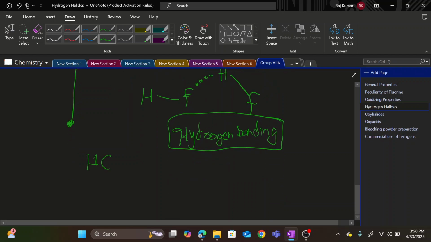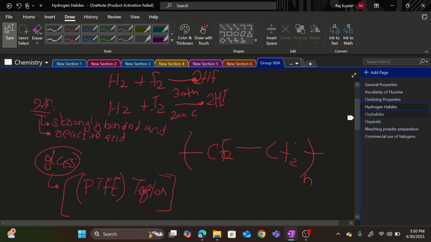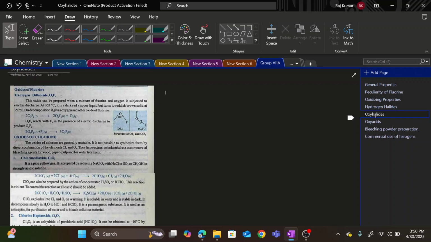Other halogens such as HCl or hydrogen bromide are having dipole-dipole interactions. So this is basically all about it. Now let's understand what is the concept of oxyhalides.